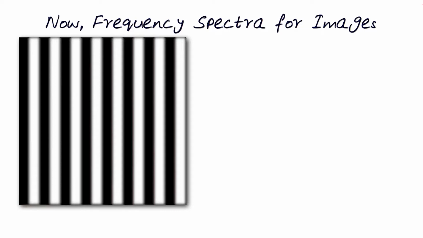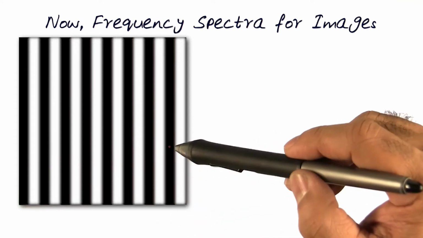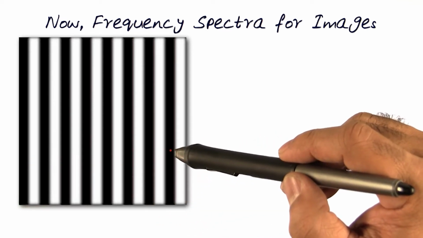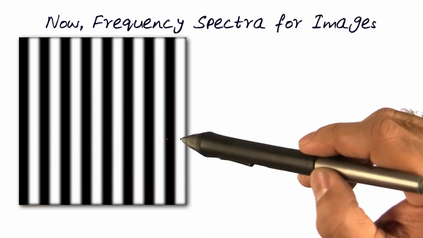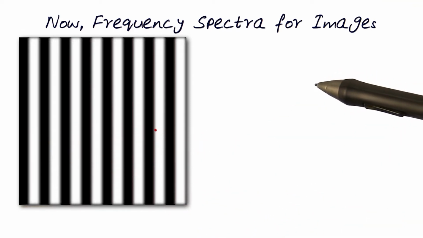Let's look at a few specific cases. Now, of course, I'm going to also start talking about images. So here, imagine there is an image, and this is a striped image. Of course, I'm giving a very simple synthetic image. And we're interested now in what would be the frequency spectra for this image.